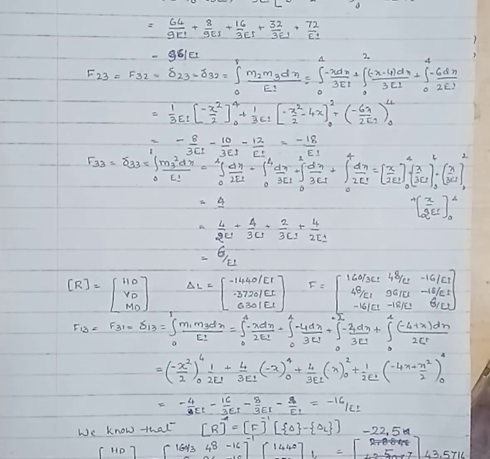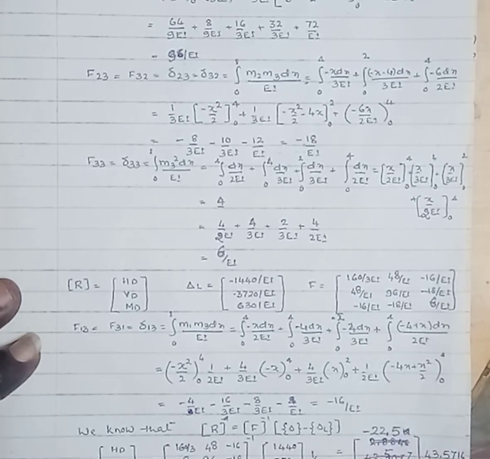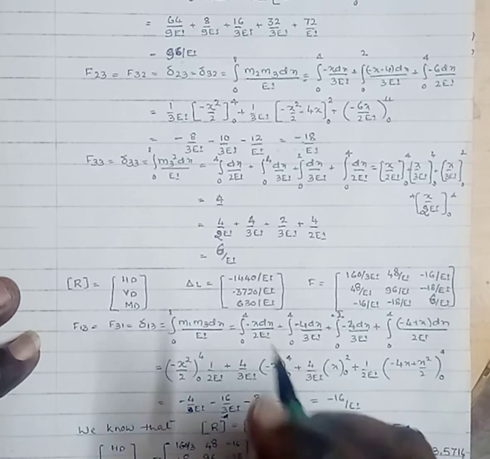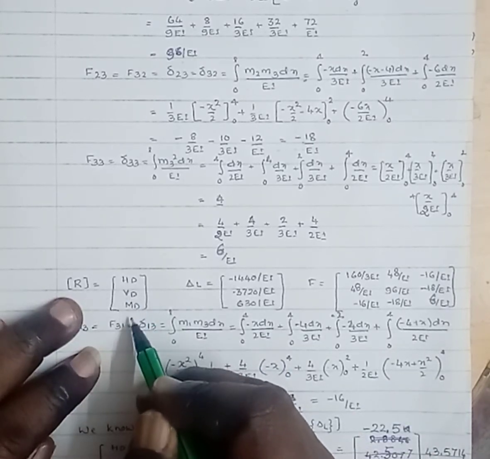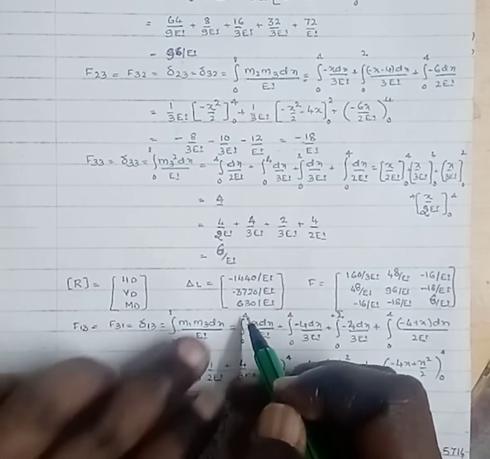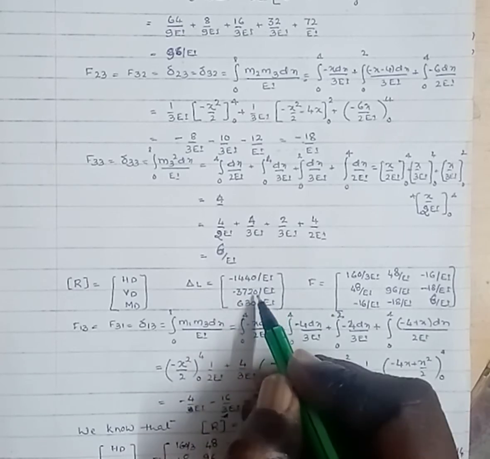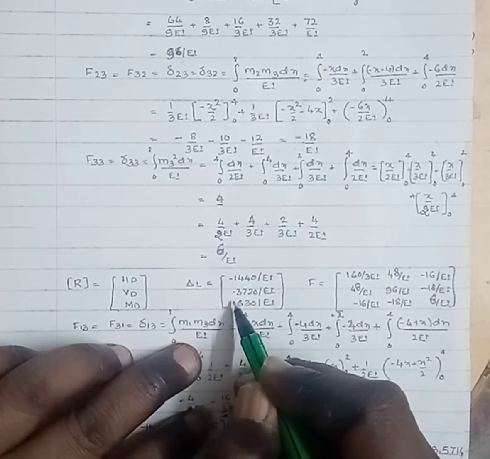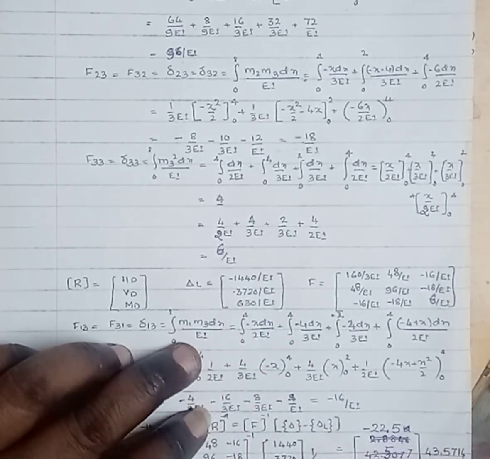Now after getting the displacement due to the applied loads at various coordinates, and after getting the flexibility elements, the flexibility redundant matrix is given by, here we have considered HD, VD and MD as the redundants, and the displacements due to the applied loads: delta 1L is minus 1440 by EI, delta 2L is minus 3720 by EI, delta 3L is plus 630 by EI.